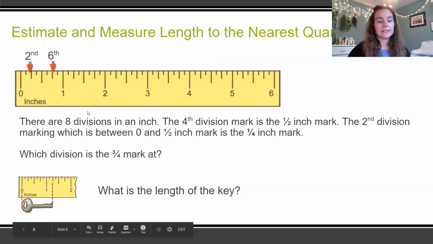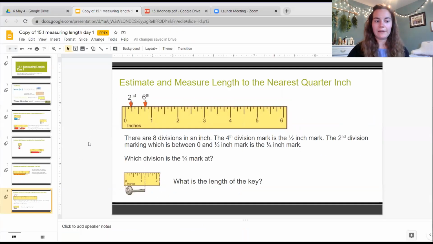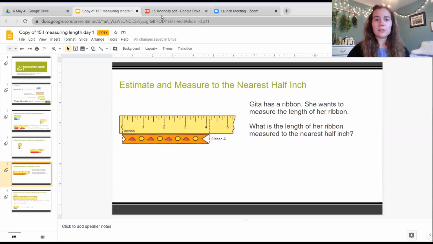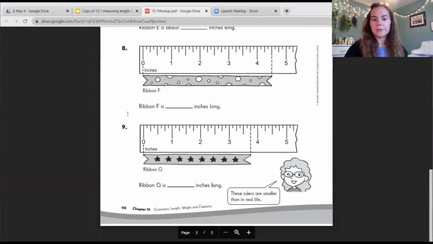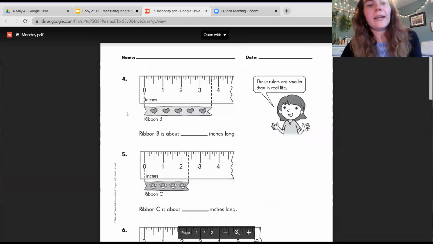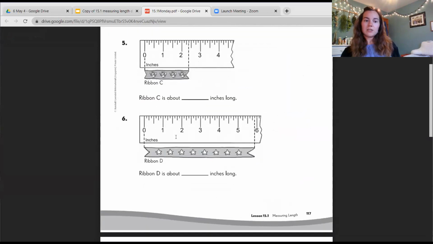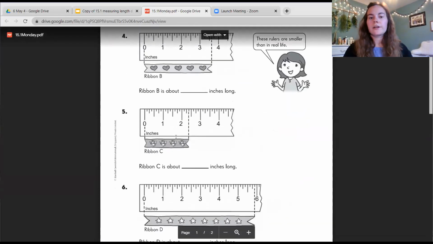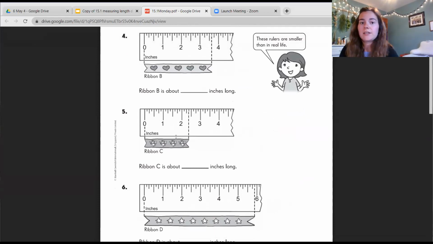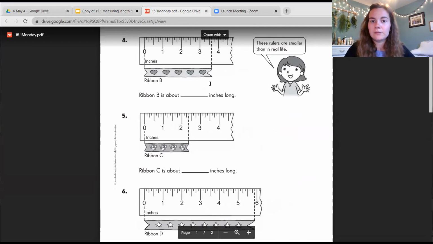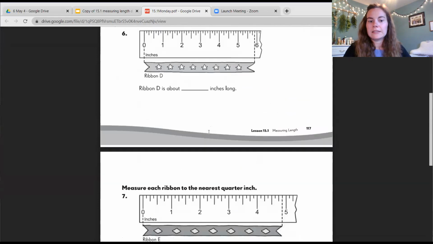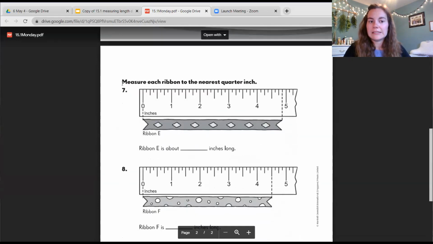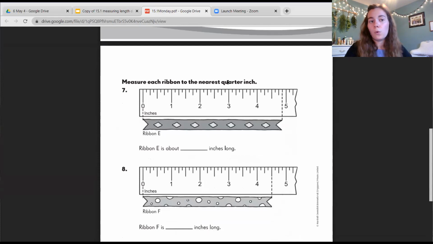Great job. That is the end of the slideshow that I have for you. And so I'm just going to show you now your assignment for today. This is what your workbook pages look like on Clever. And this page, the first page, 4 through 6, you're going to be doing inches or 1/2 inches. So think about what makes more sense with where the end of the ribbon is lining up, and write that down.